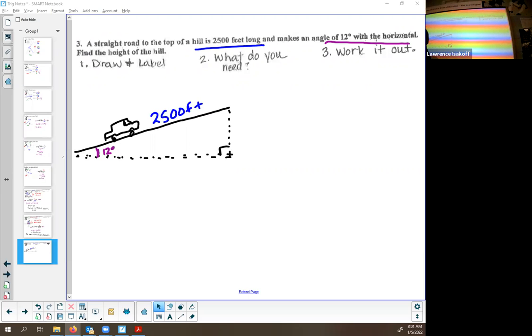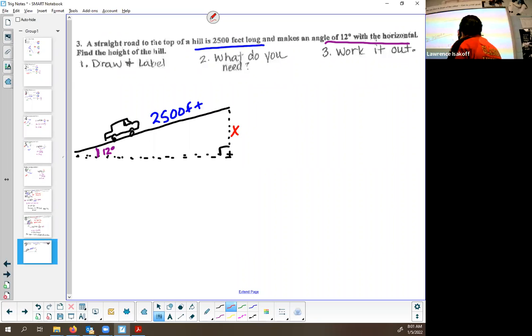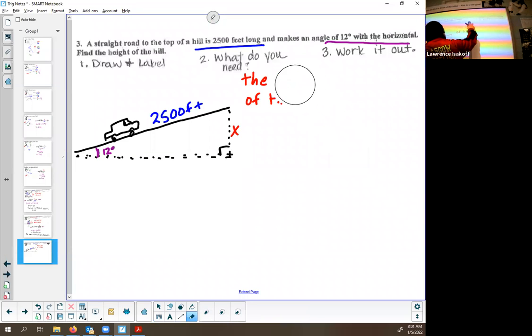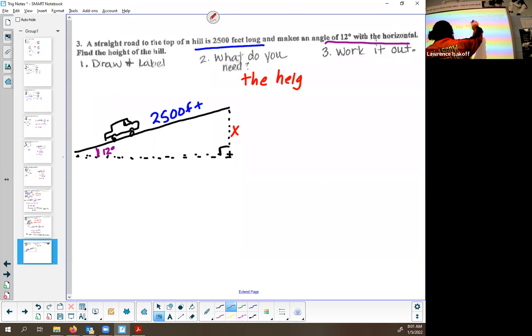Now we want the height of the hill. So the height will be over here. That's X, that's our unknown. So we want to know the height of the hill. I misspelled the word height. Sorry about that. Height of the hill.